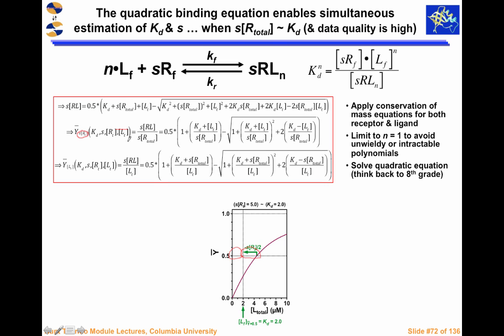This quadratic, if n were equal to 2, we'd have a cubic equation. We get the quadratic equation when n is equal to 1. Let's contemplate that. When n is equal to 1, this is basically symmetrical in ligand and receptor. You have one free ligand molecule binding to one free receptor molecule. These are entering this chemical equation symmetrically. When n equals 1, they are chemically, physically, and mathematically symmetrical.